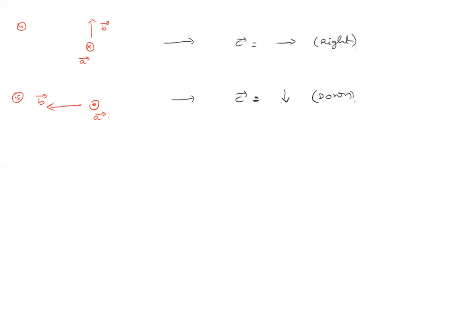So these examples will give you some clarity, I suppose. Next, one more example. Let us say this is B bar and this is A bar. Now in this case, if you are applying the right hand thumb rule, C bar will be towards left. So this is how you calculate the direction of the cross product.